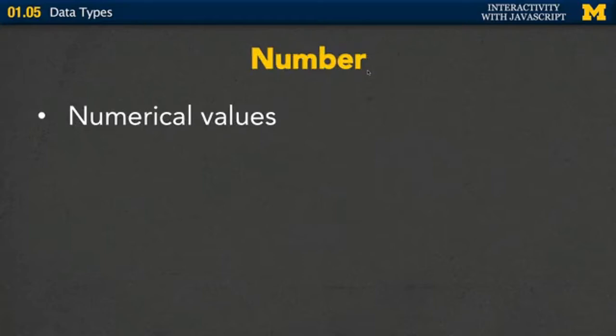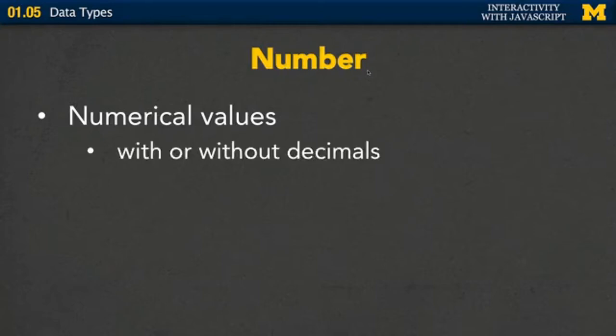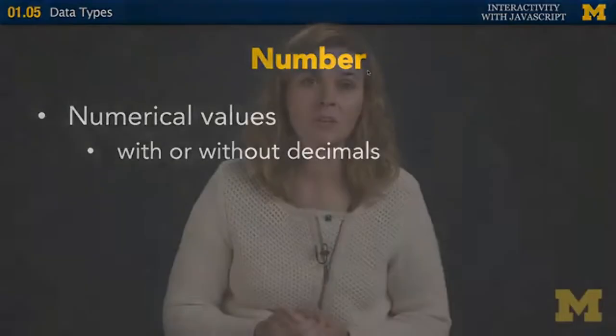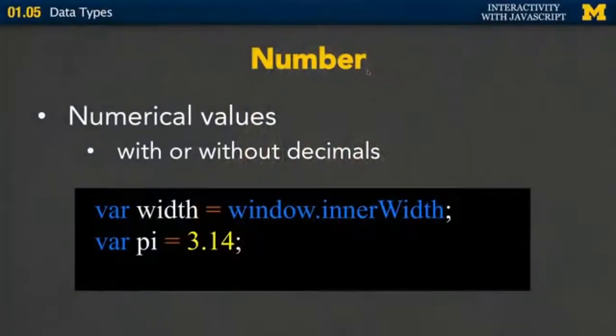So first, the first type we're going to talk about is number. And it's pretty straightforward. It's simply any type of numerical value that you want to store. This can be with or without decimals. JavaScript doesn't care if it's 2 or 2.0 or 2.6785. It's all the same. In this example, I have this variable called width, and I'm going to set it using window.innerWidth. This is pretty cool, actually, if you're trying to do something interesting in CSS, because you can find out how wide the window is and then use that information to update other things.